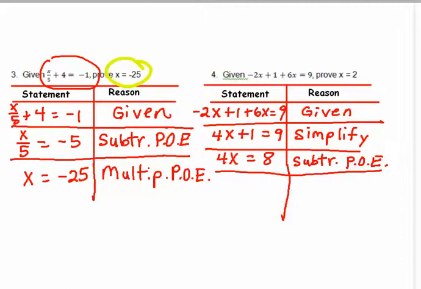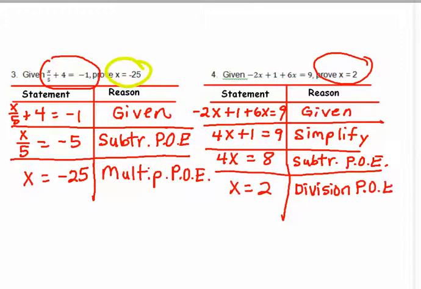All right, and to go to the next line, which is x equals 2. Oh my goodness, and that matches what I'm supposed to prove. Oh, I'm almost done. I went from 4x to x by dividing by 4. That is the division POE, because I divided both sides by 4. That's it. I don't think I have any more to do to show you, but let's see.